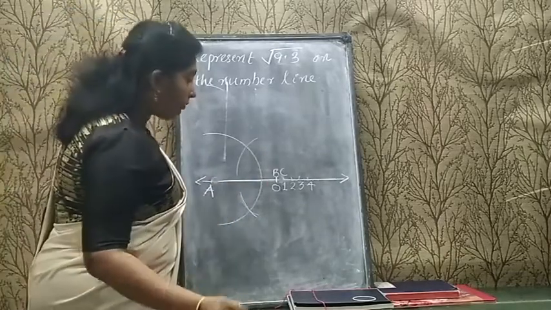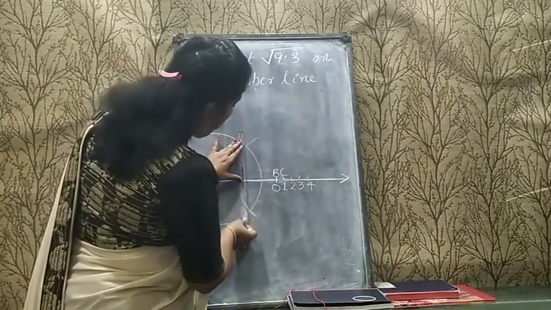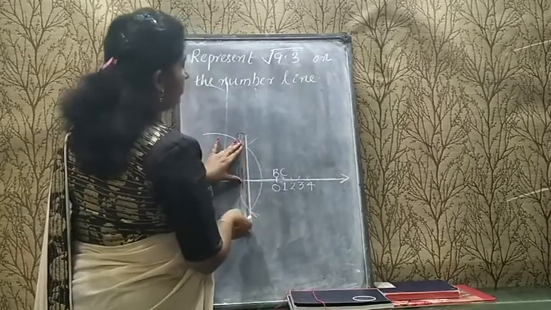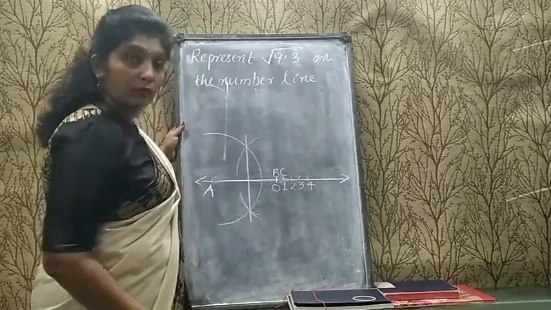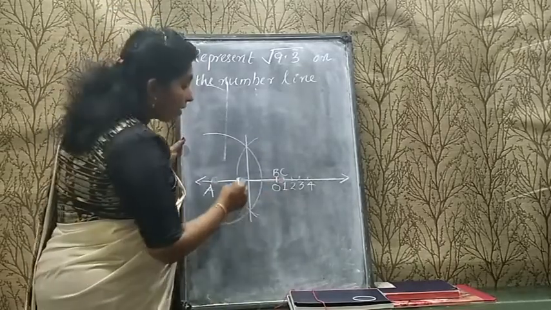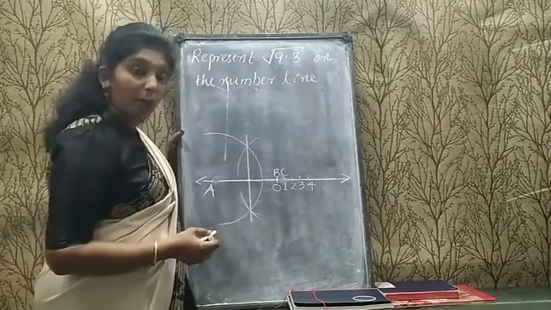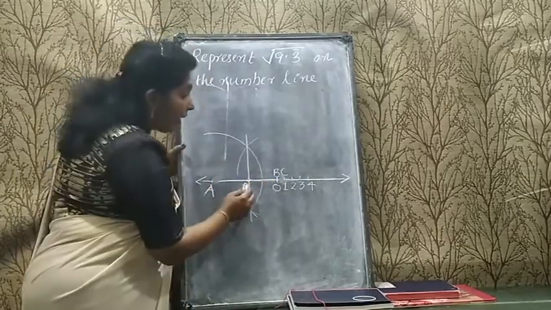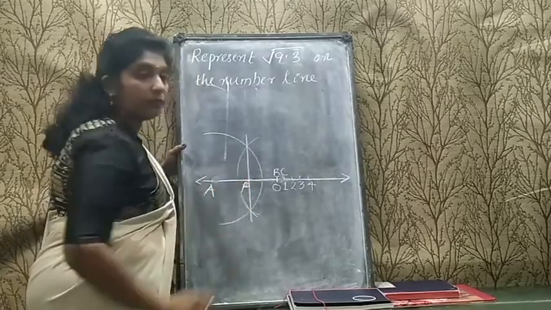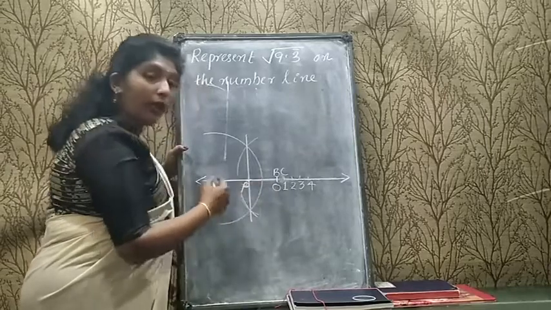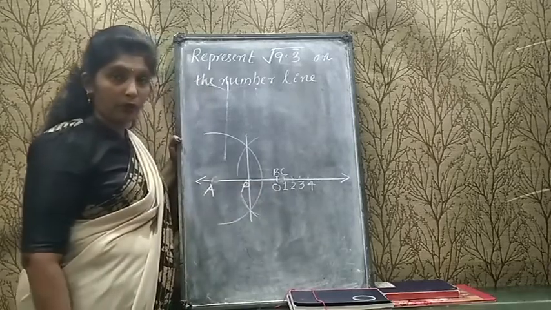Now you have to join these 2 points. This is the perpendicular bisector of AC. It means this point is the midpoint of AC. That point you can mark as P. I marked it as P here. It means the distances from P to C and P to A are the same.